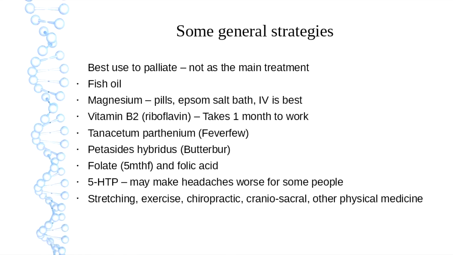It's best to get magnesium by IV, which is impractical. The second best way to get it is an Epsom salt bath. Pills may or may not work that well. Vitamin B2 or riboflavin, after a month, can help people out for headaches. Feverfew, butterbur, those are some more of the common herbs. Folate, 5-HTP, discussed briefly before.